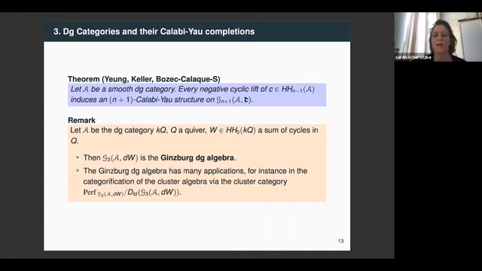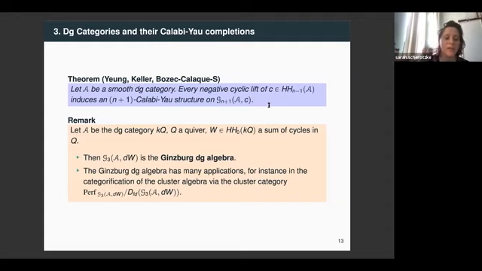So this means that if C is equal to 0, as it is in the first case, so if I look at the undeformed Calabi-Yau completion, we always have a negative cyclic lift of 0. So we always have an n Calabi-Yau structure. But in the deformed case, Yeung has given an example where we don't have such a cyclic lift. Indeed, he constructs an example where the deformed Calabi-Yau completion is not Calabi-Yau. So it seems necessary to assume that there is a negative cyclic lift of C.